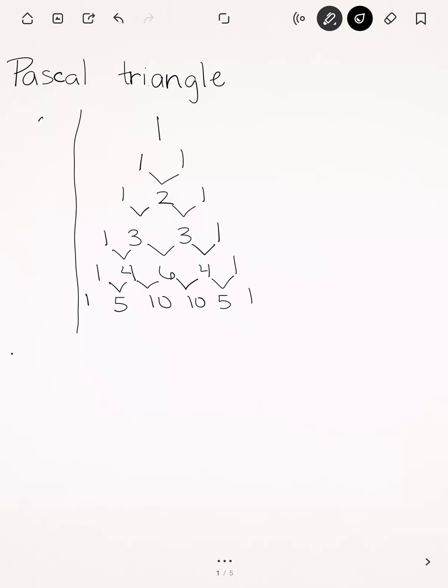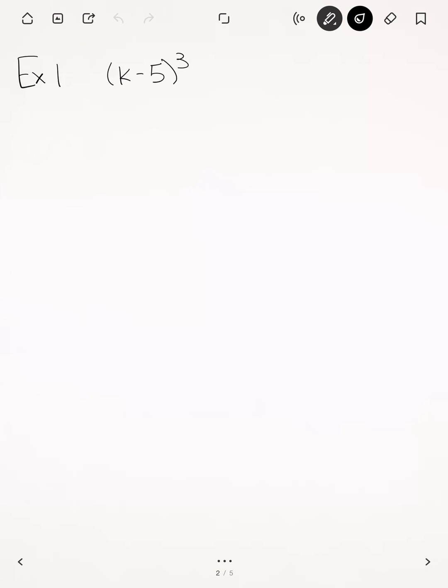So if our exponent is a 0, and what that would look like is if I had a plus b to the 0 power, I would use 1 as my coefficient. If my exponent was 1, like a plus b to the first, I would use the second row. 2, 3, 4, 5, and it keeps going on and on. So we're going to actually put this to use in example 1.